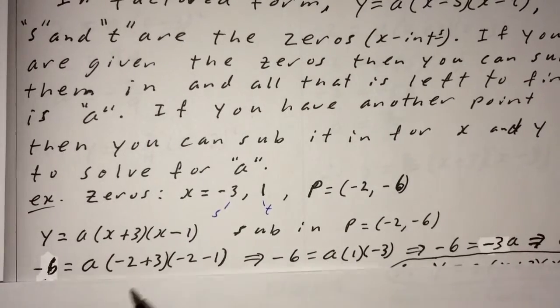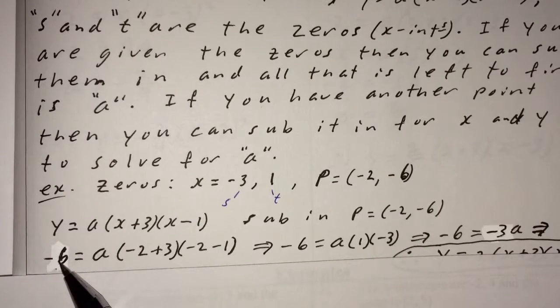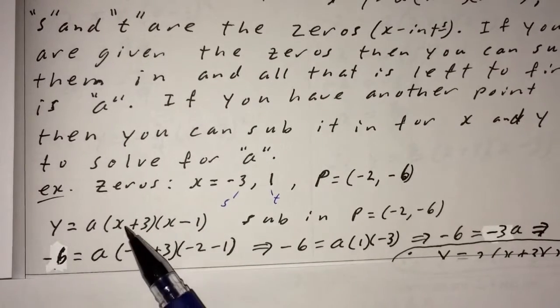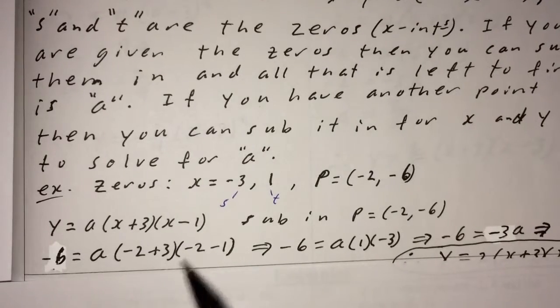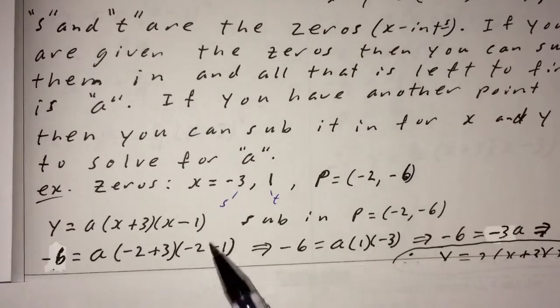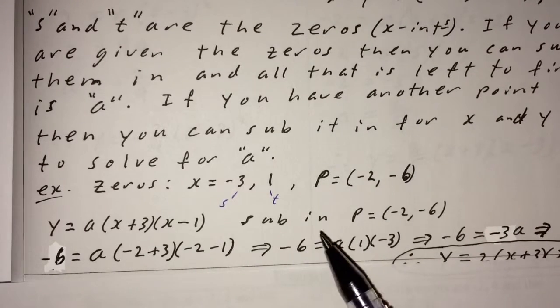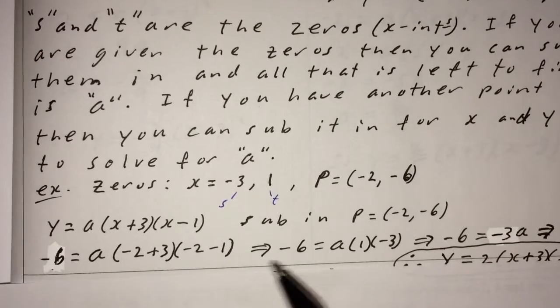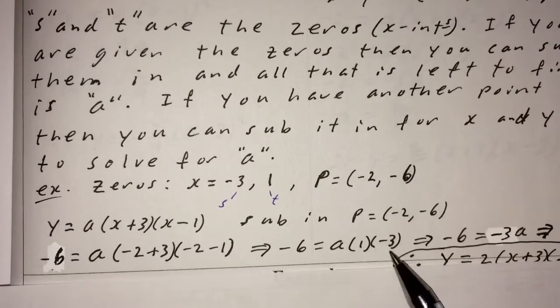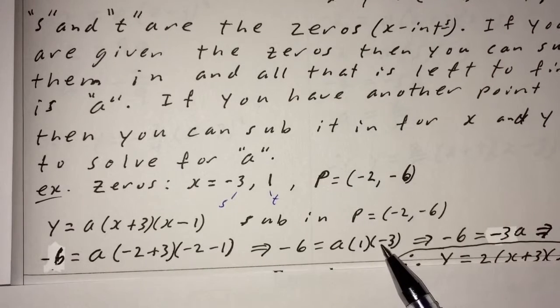Now you can sub in the point. Okay, you sub in the point, so y is -6. X is -2, so wherever there's an x, you put in a -2. You got to put it in twice here. Okay, and then you evaluate this side. So -6 stays the same on that side. -2 plus 3 is 1. -2 minus 1 is -3. You multiply those two together, you get -3.